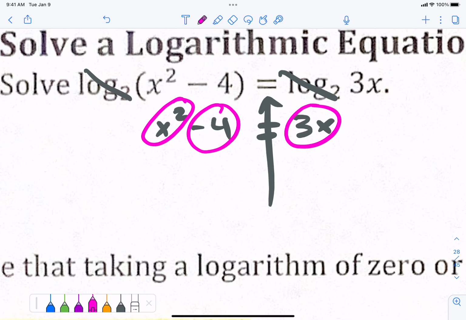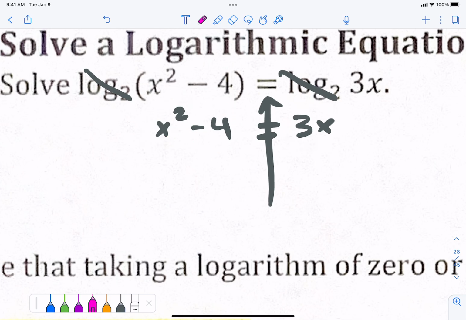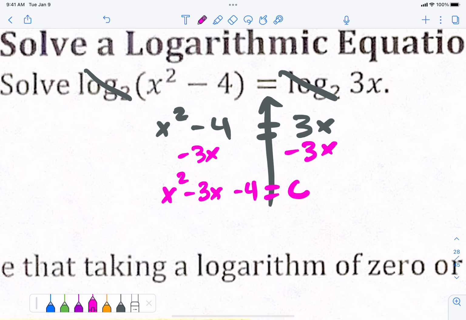So if I put them all into the same side, it will make a 0. 0 on one side. Simple trinomial. Which one do you want to move? Let's subtract the 3x over. Okay, so I have x squared minus 3x minus 4, if I put them in order, right, equals 0. Okay, now it's a simple trinomial.